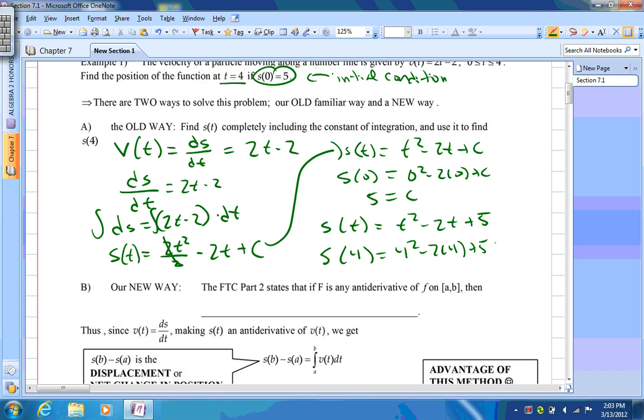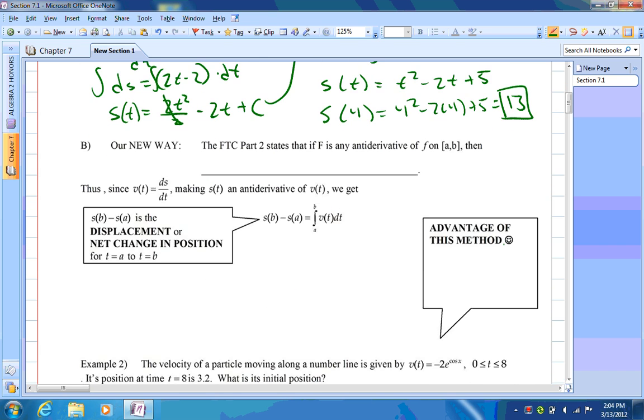So this should be a fairly intuitive way, given that we just had a test on Chapter 6 that dealt with solving differential equations. So the answer is 13. However, we may run into a situation in which it may be difficult to take the antiderivative of whatever function we're given for the velocity.